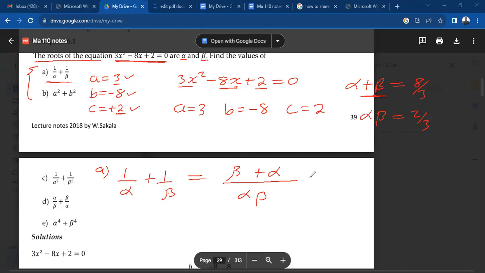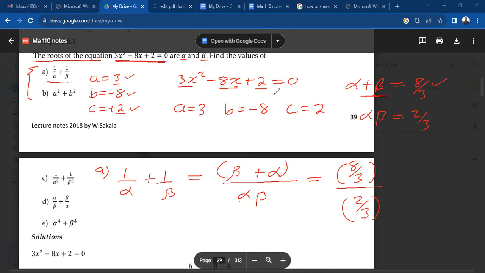So what you have in the numerator is the sum, alpha plus beta. Alpha plus beta, you have the value, it's 8 over 3. So you replace alpha plus beta with 8 over 3. Then in the denominator, you replace alpha times beta with 2 over 3.